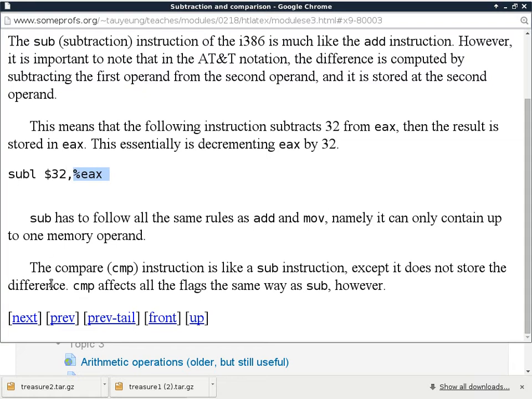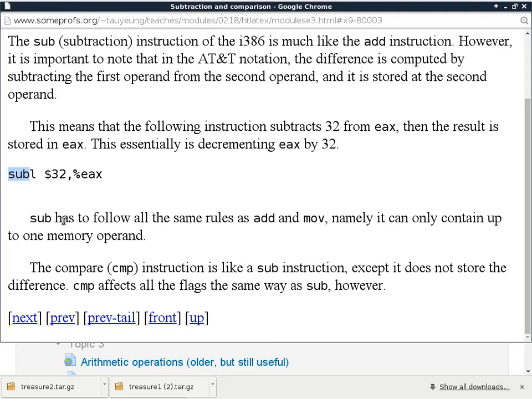After the subtraction instruction, I have one sentence to describe the compare instruction. Basically, the compare instruction uses CMP instead of SUB. It performs the same operation of subtracting, except it does not store the result into the second operand. That's all. It goes through the entire motion of subtracting the first operand from the second operand, just like the subtraction, except with a compare instruction, it does not store the result into the second operand. Is that okay so far?